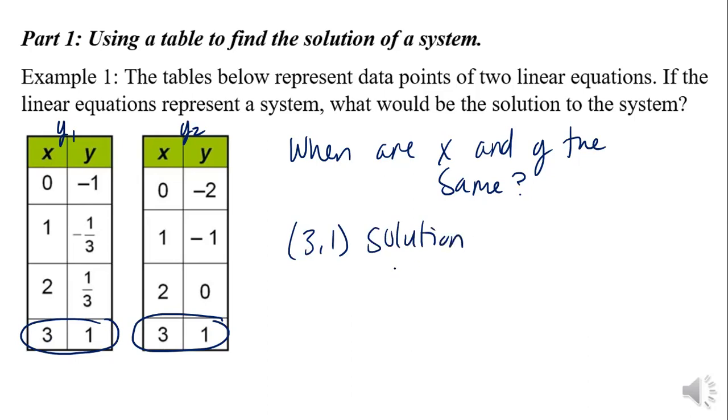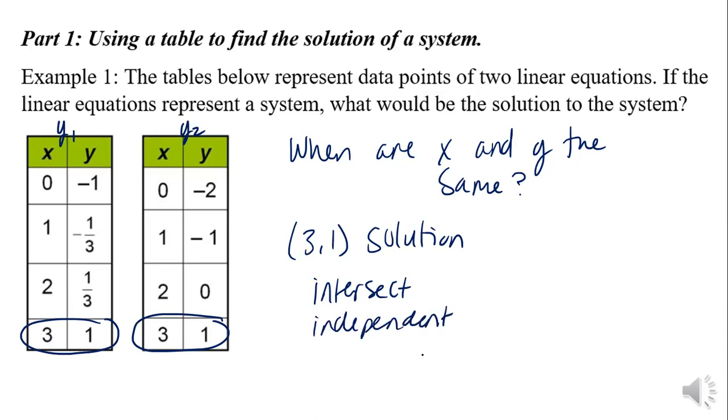Because there's only one solution, that means that this is an intersect. This is where they intersect. And because they intersect, therefore it is independent.